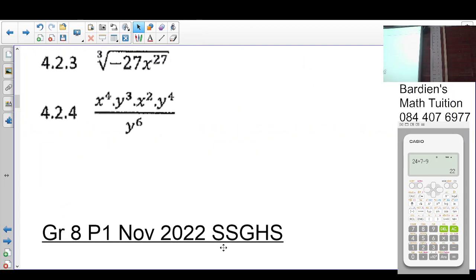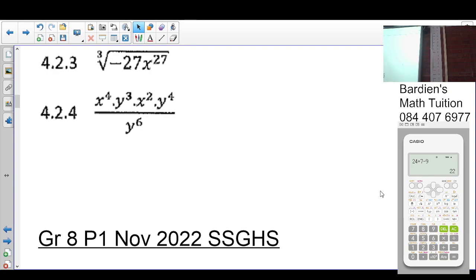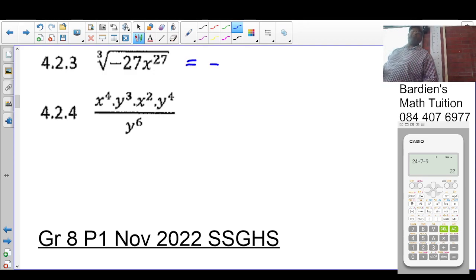1.3. What's the cube root of a negative number? Negative. Alright. The cube root of 27. What times what times what? A number times the same number times the same number is 27. 3. Yes. x. 27 divided by 3 is 9. Now some of you would have written x to the 3. You must remember that the exponent will always be divided by that number.